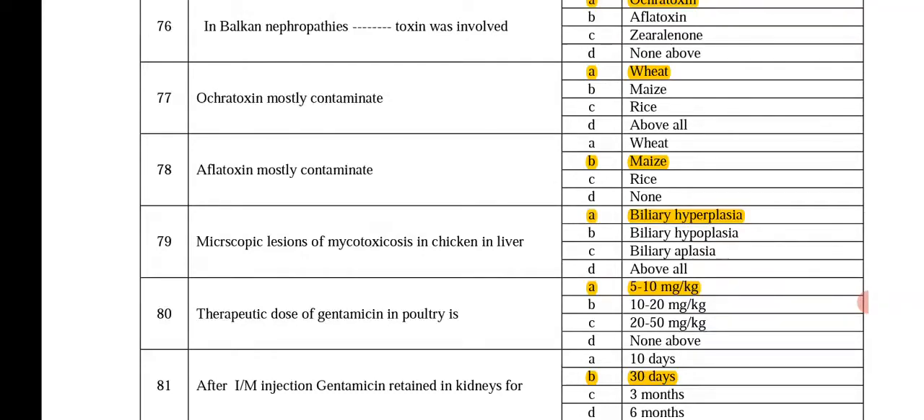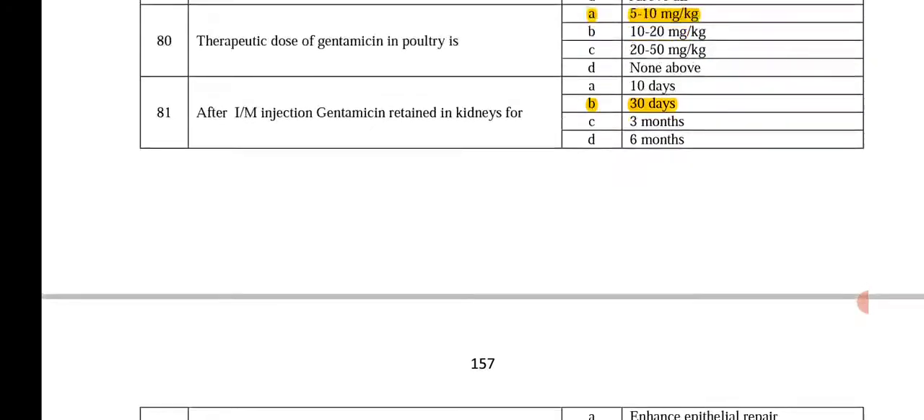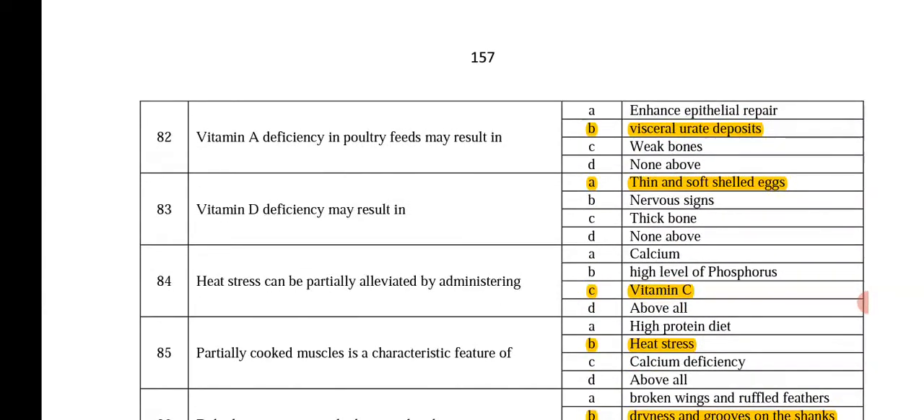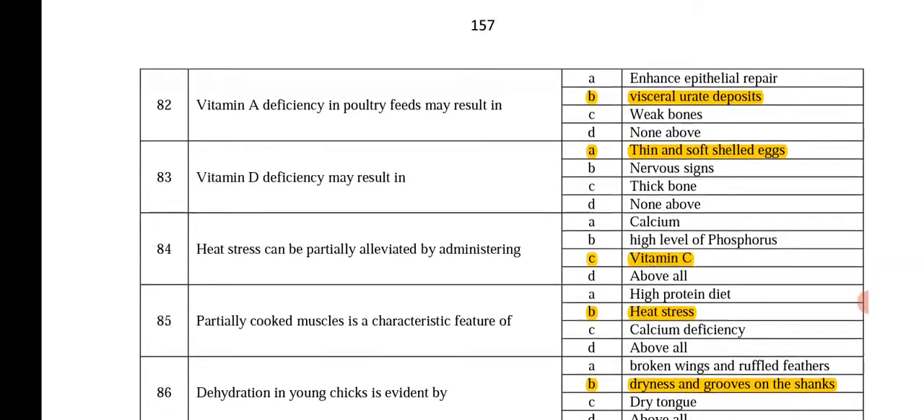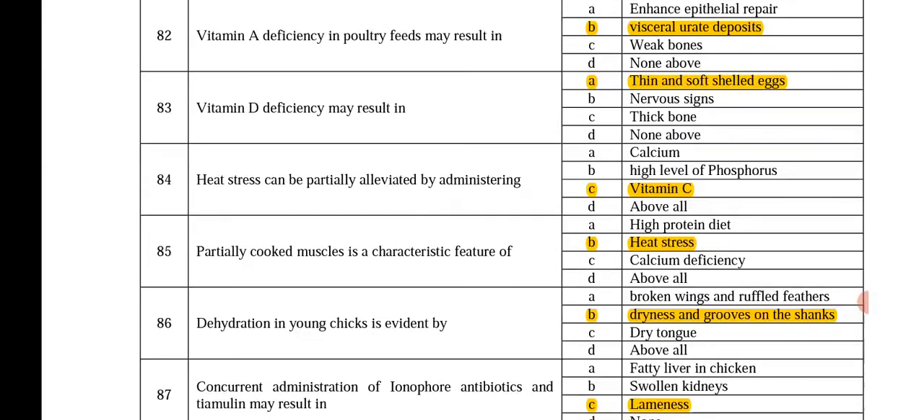Microscopic lesions of mycotoxicosis in chickens include biliary hyperplasia in the liver. The therapeutic dose of gentamicin in poultry is 5 to 10 mg per kg. After IM injection, gentamicin is retained in the kidney for 30 days. Vitamin A deficiency in poultry feeds may result in visceral urate deposits. Vitamin D deficiency may result in thin and soft shelled eggs.